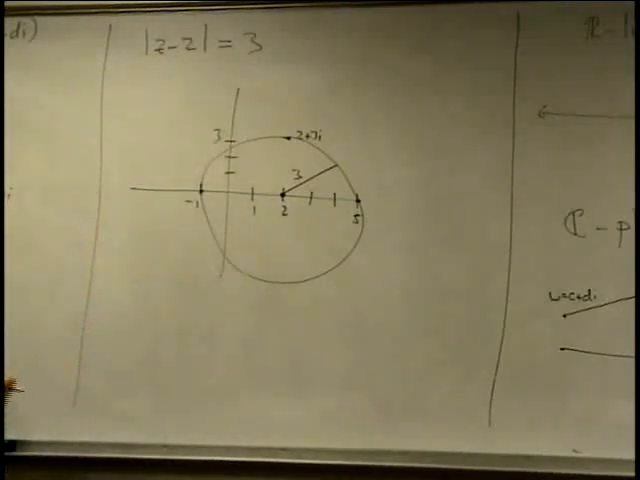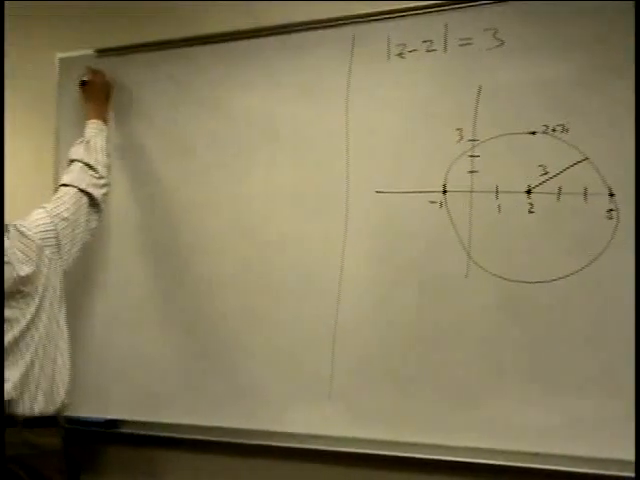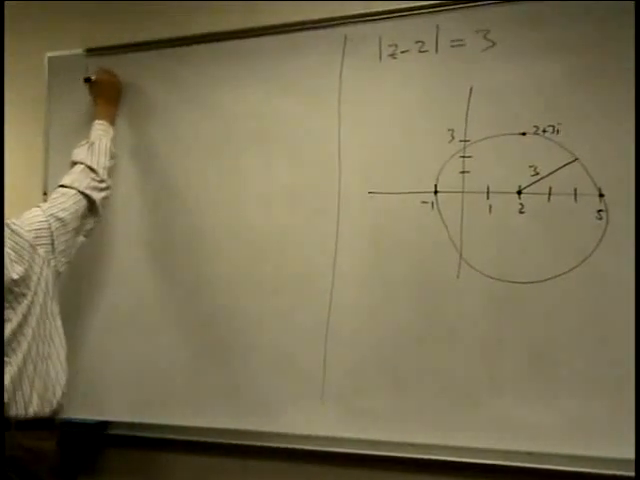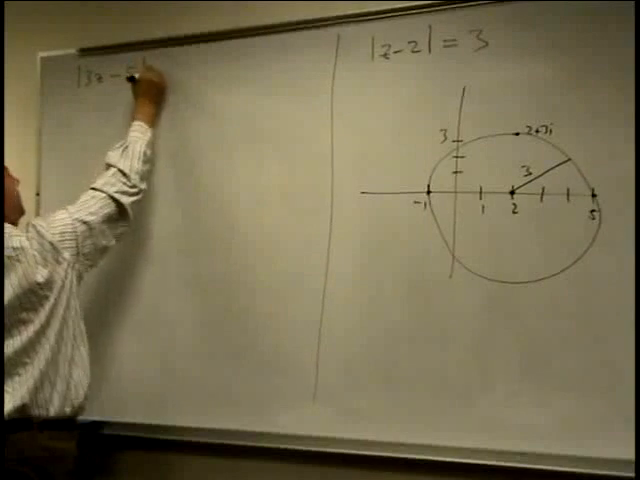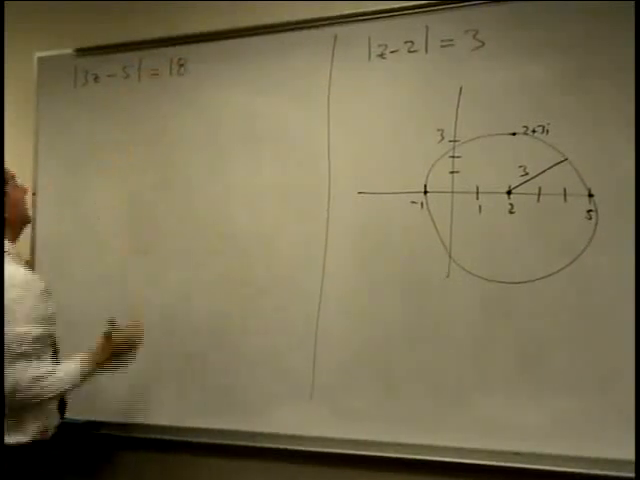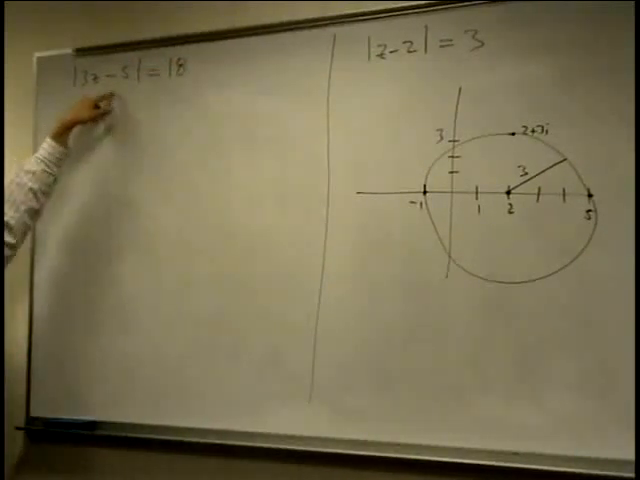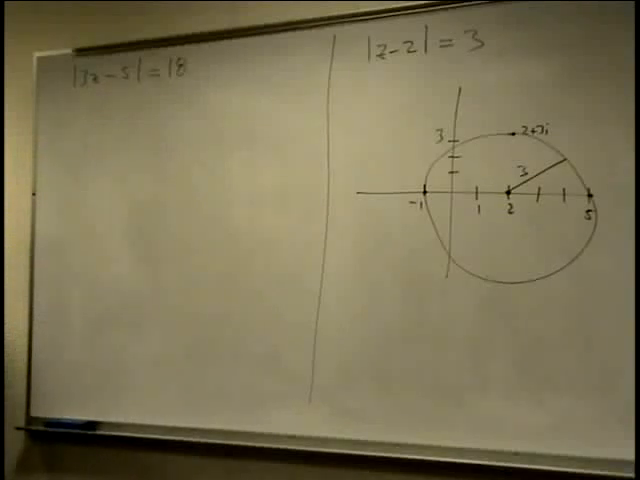So for instance, you might have something that looks like the norm of 3z minus 5 equals 18, right? So the norm of 3z minus 5 is 18. Divide by 3. Divide by 3, right?